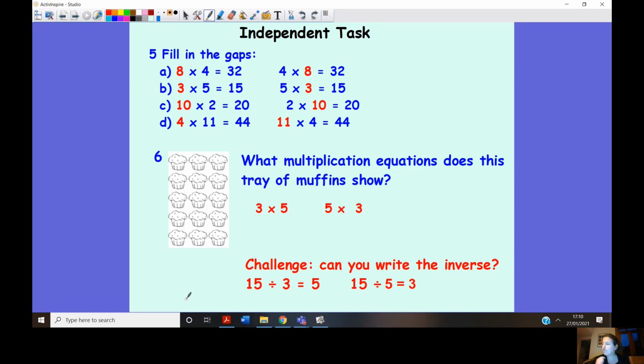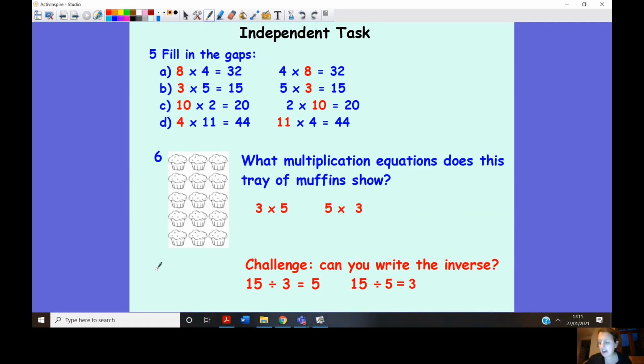Here you can see simple commutative law questions, which I remember in class we all were fairly comfortable with. And again, this is just another example of an array, but instead of using dots, we use muffins instead. And then your little mini challenge, could you write the inverse? You should see now the ideas of inverse and commutativity are coming back and you're remembering them.